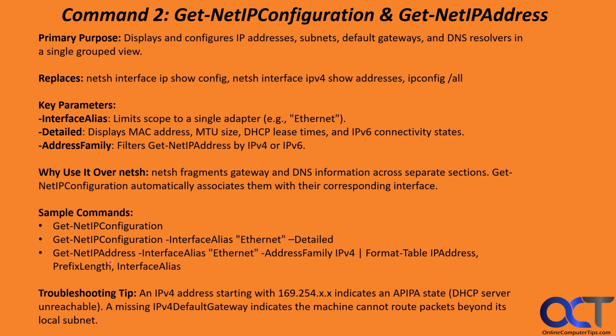All right, so a troubleshooting tip for these commands here. So of course you have the APIPA IP address if it starts with 169.254. So that tells you that the DHCP server is unreachable, or this computer simply can't reach the DHCP server to get its IP address. So you'll have to figure out if it's this computer or something wrong with the DHCP server. And then also if it's missing the IPv4 default gateway, that tells you that it can't route packets beyond the local subnet or even out to the internet.